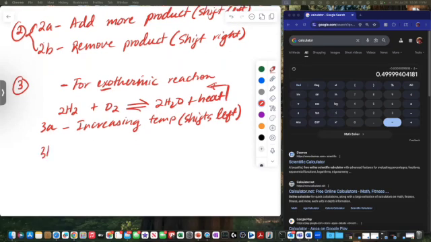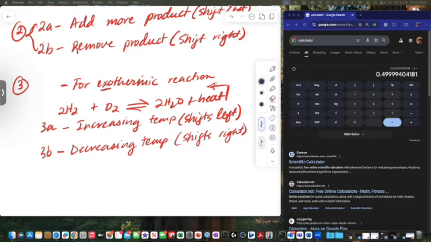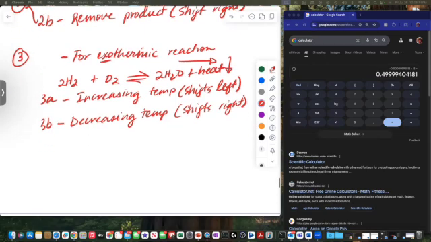And then 3B, for the same type of reaction, when you decrease temperature, causes the reaction to shift to the right towards the area where you have the deficit. So shifts right, because now you have a deficit, so it's trying to make up for that deficit. So if you have a deficit, it shifts towards the deficit. If you have an excess, it shifts away from the excess. Okay? And so that's how this plays out right here.